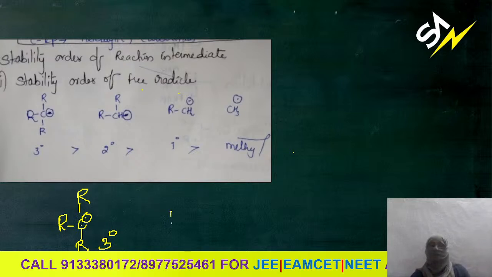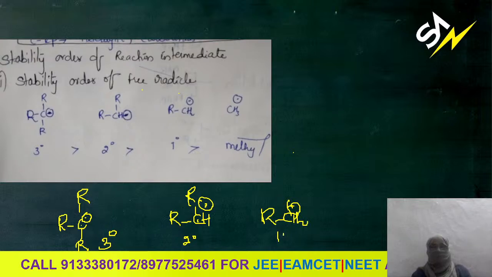Now moving on to the next one. Carbon can be attached to only two carbon chains, right? This is a secondary carbon, so the free radical will be secondary. Carbon can be attached to only one carbon. That is known as primary free radical. And the carbon can not be attached to any, which is known as methyl free radical. So we have got four free radicals here: tertiary, secondary, primary, methyl.